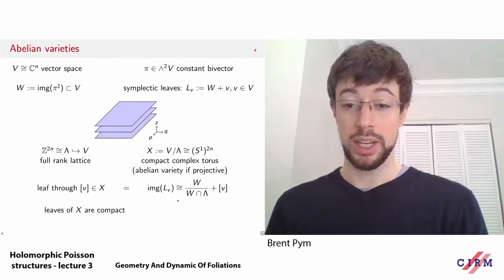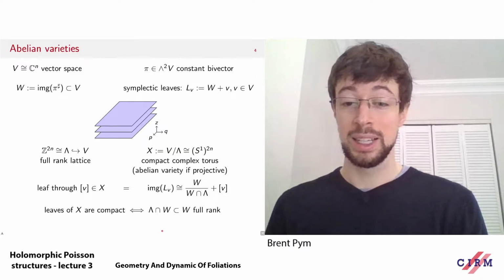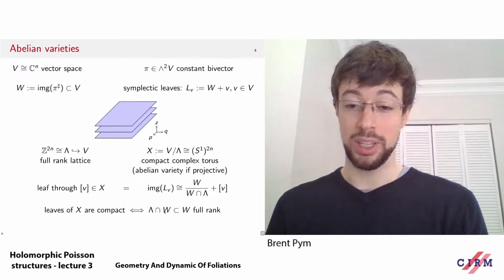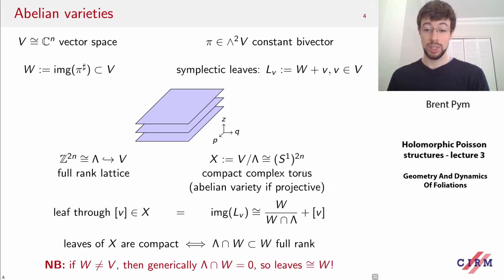So in particular, the leaves here, which are given by this quotient of W, will be compact if and only if this intersection of Λ and W is a full rank lattice inside of W, so that the quotient is again a torus of dimension equal to the dimension of W. But observe that this is very much not the generic situation. So in particular, if W is a proper subspace of V, then generically, the intersection of this lattice with the subspace will be 0. So actually, the leaves are isomorphic to W.